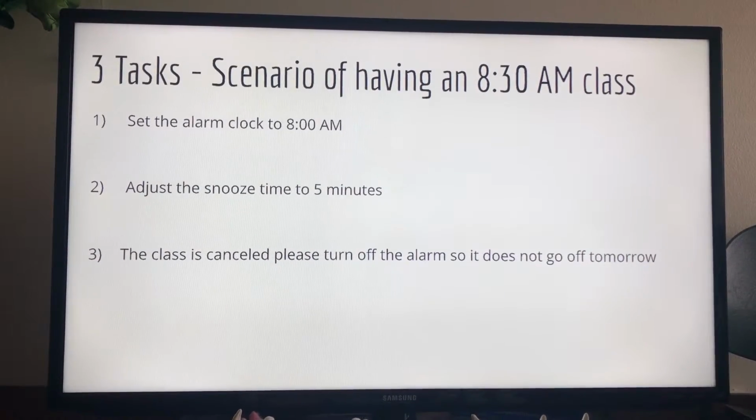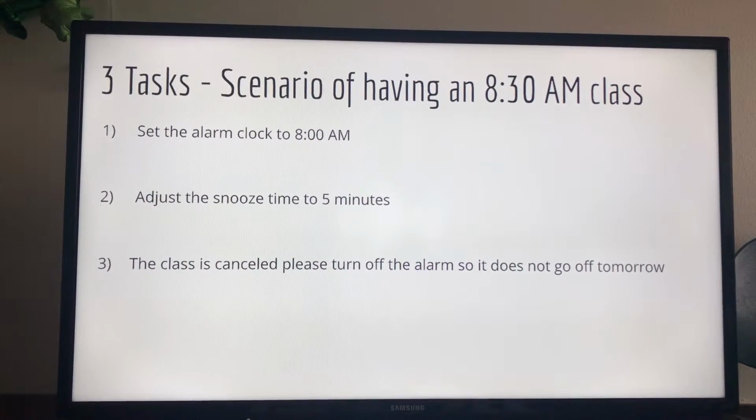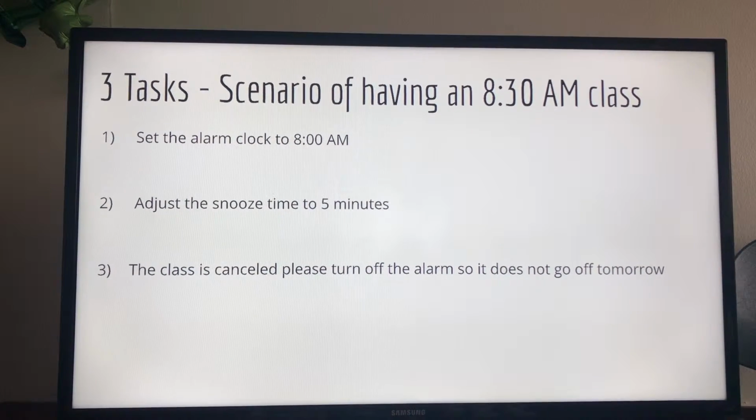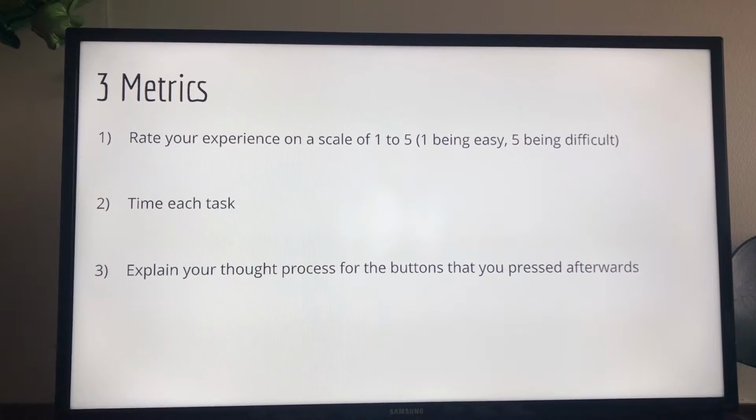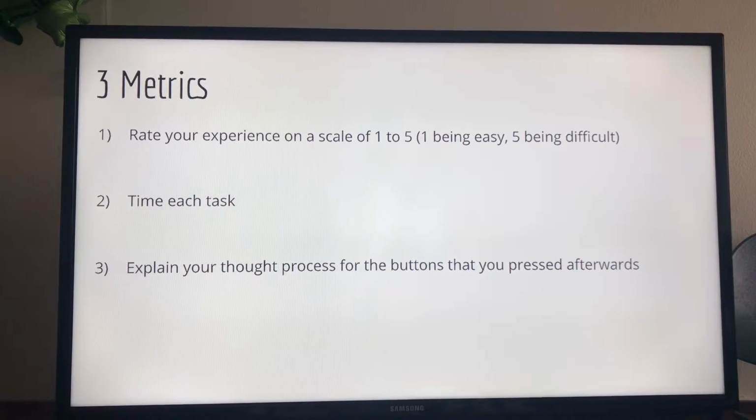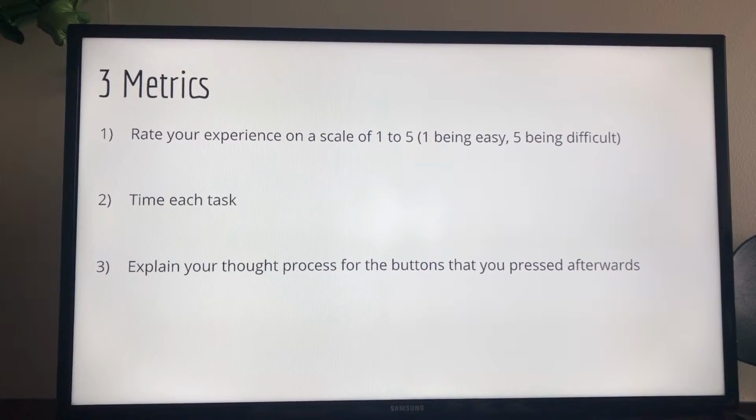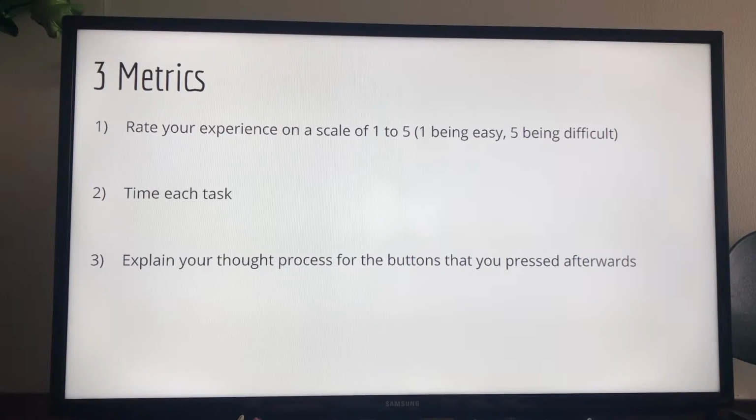So our 3 tasks were setting the alarm clock to 8 a.m., adjusting the snooze time to 5 minutes, and supposedly if their class was canceled, turning off the alarm so it doesn't go off the next morning. And our 3 metrics were: 1, rating the experience on a scale of 1 to 5, 1 being the easiest, 5 being the most difficult; 2, the time it took to complete each task; and 3, having them explain their thought process for which buttons they pushed and why.